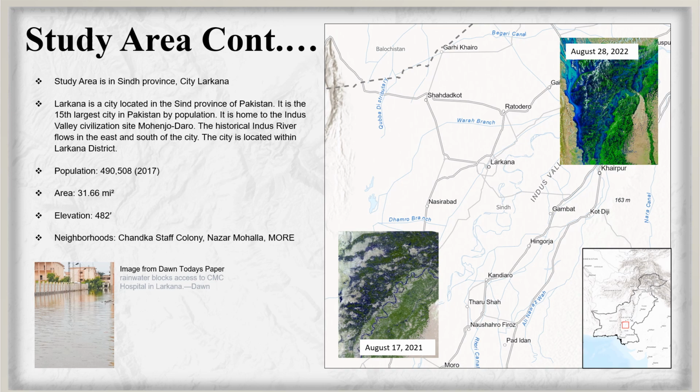Larkana is a city located in the Sindh province of Pakistan. It is the 15th largest city in Pakistan by population. It is home to the Indus Valley Civilization. The historical Indus River flows in the east and south of the city. The city is located within Larkana district and the population is 490,000 as of 2017.